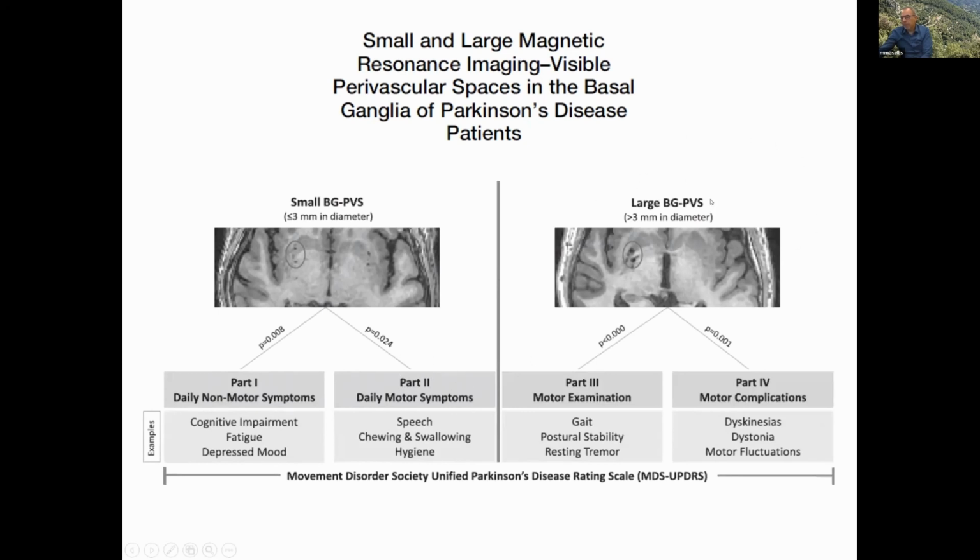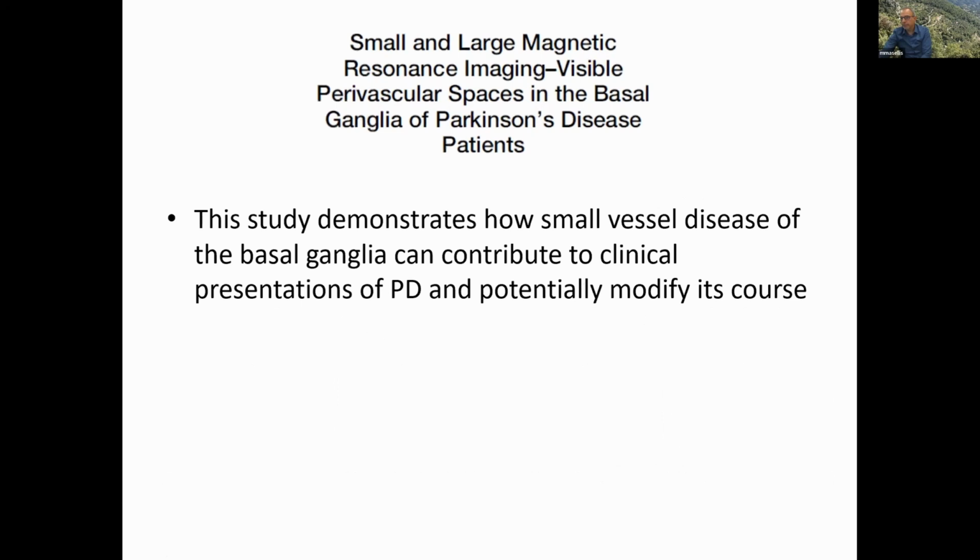Whereas the large basal ganglia perivascular spaces were associated with the part 3 motor examination of the MDS-UPDRS, as well as motor complications. So we see differential associations between the volume of these particular perivascular spaces and clinical measures in the Parkinson's cohort. So this study demonstrates how small vessel disease of the basal ganglia can contribute to clinical presentations of PD and potentially modify its course.